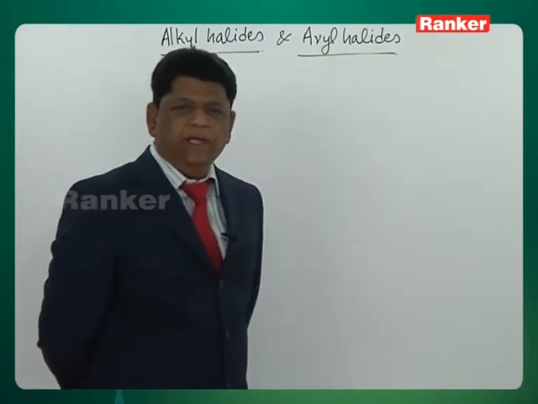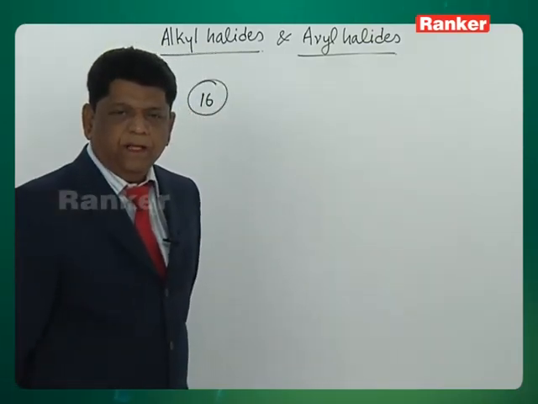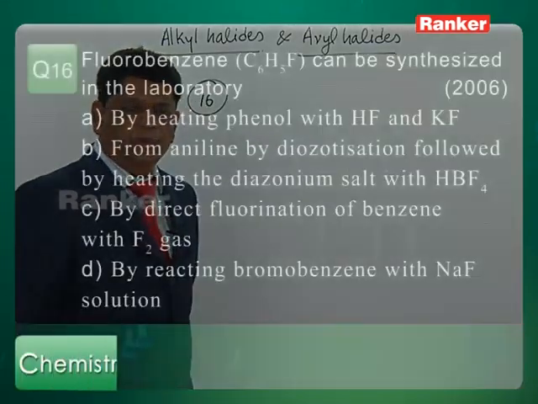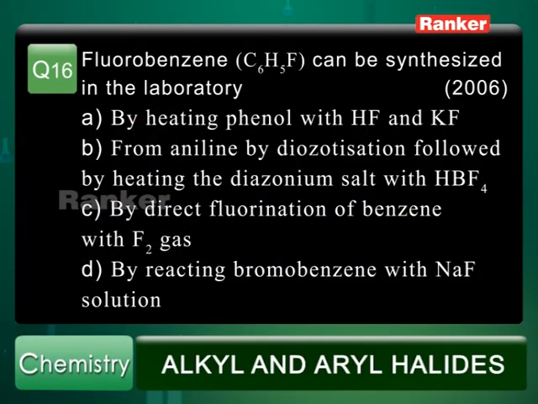Fluorobenzene can be synthesized in the laboratory. It's generally from benzene that we fluorinate it, but the fluorination is a violent reaction. So therefore aniline is diazotized so that diazonium chloride is formed. Then it is treated with a mixture of BF3 and HF so that a benzene diazonium fluoborate is formed.